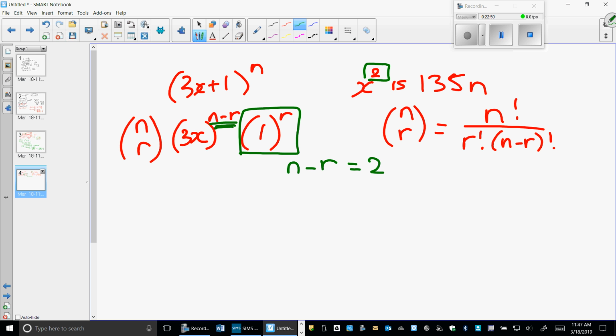So we know that n minus r is 2. We also know, therefore, that r would be n minus 2 from that, rearranging.